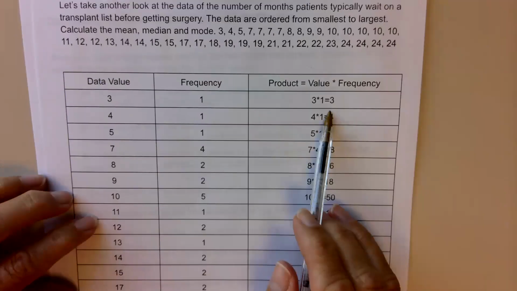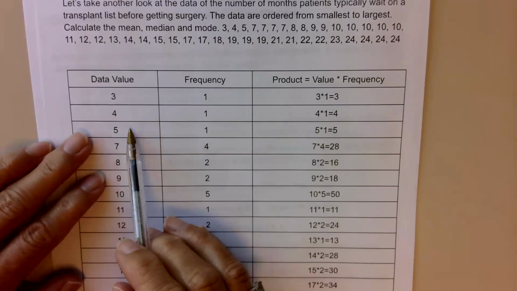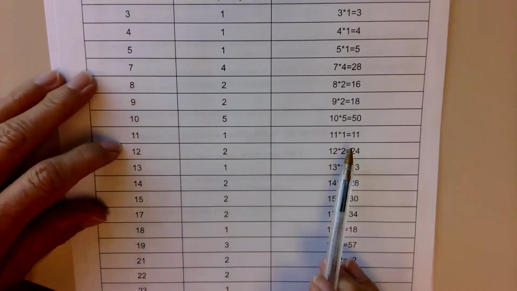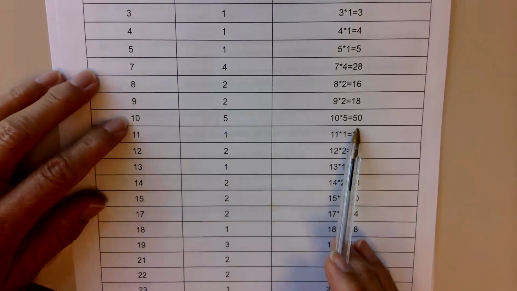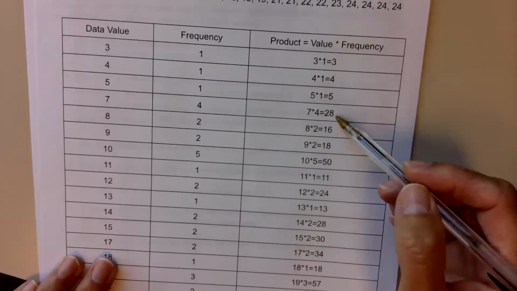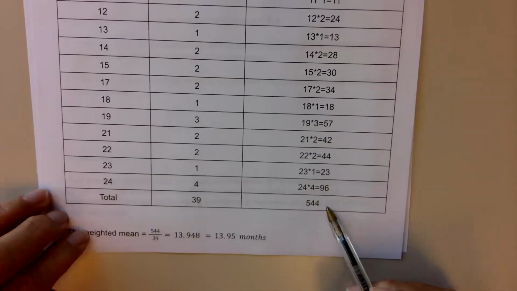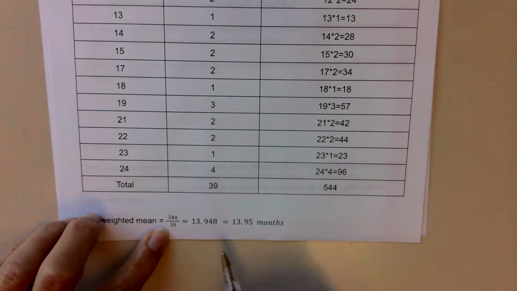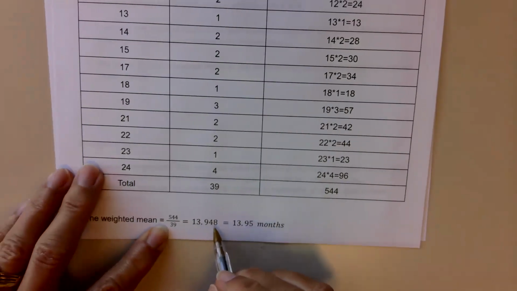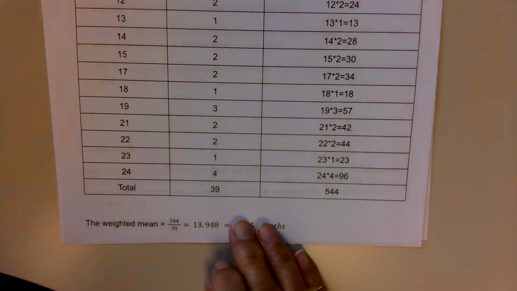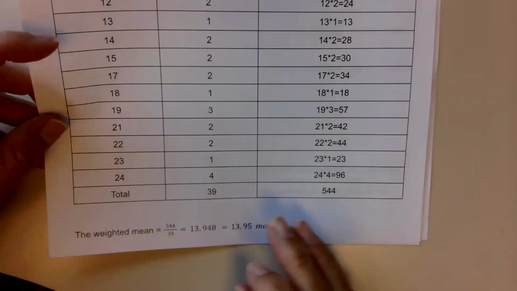So we're going to multiply the data value by the number of times it occurred. So that means we had 7 times 4 is 28 and so on. Like 11 times 1 is 11, but 10 times 5 is 50. And then we're going to add up this third column here, which is 544. And we're going to divide by our count, which is 39. And so our mean comes out to be 13.95. And that's exactly what it was when we used Desmos with the raw data.